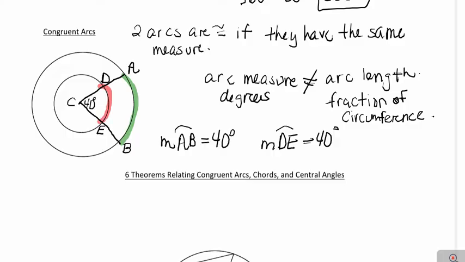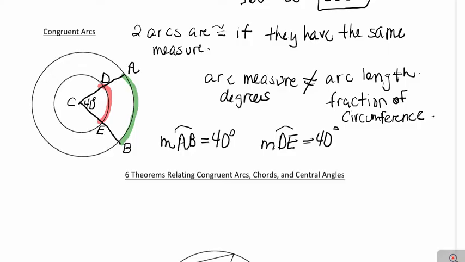Both of those arcs have the same measure, but obviously looking at them, they are not the same length. So that's what I want you to keep in mind. Arc measure is completely different than arc length. Arc measure is how many degrees it is. Arc length is what fractional part that arc is of the entire circumference. So we're just going to be focusing on arc measures, so the number of degrees. Even if two arcs are not the same length, they can have the same measure. So just keep that in mind when you're working through that.